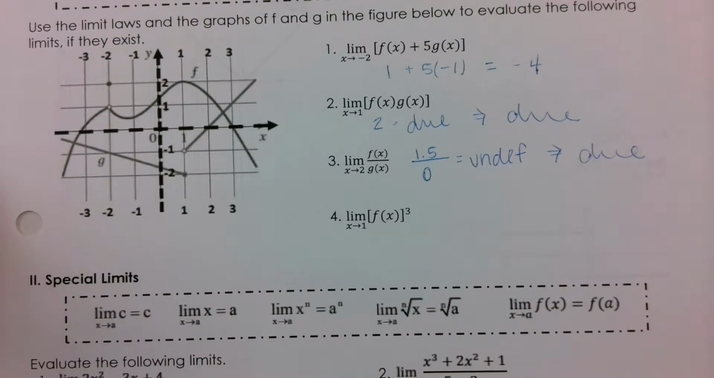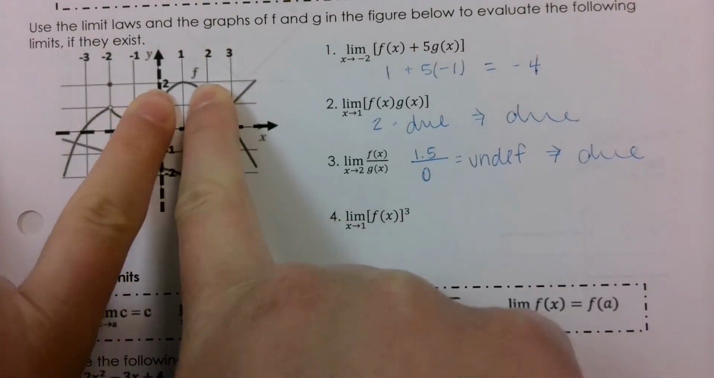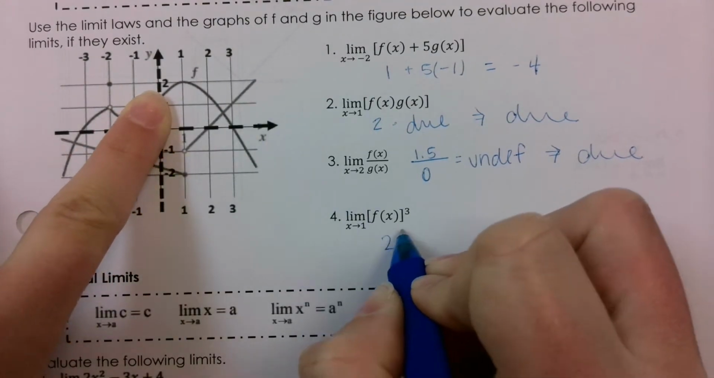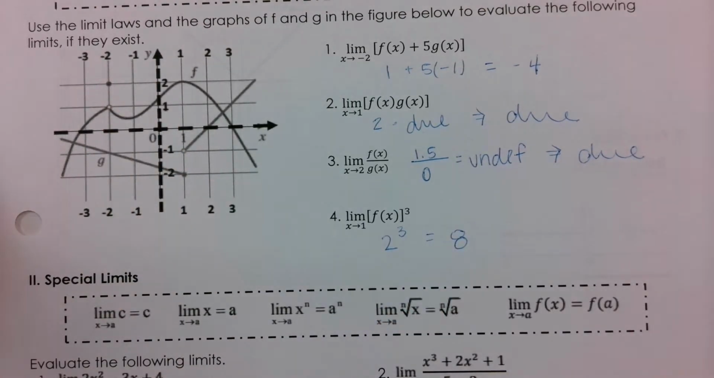All right. Questions? All right, so the last one there, the limit as x approaches 1 of f of x. So looking at f of x as x approaches 1, what are we approaching? 2. So it's just 2 cubed, which is 8. Questions?